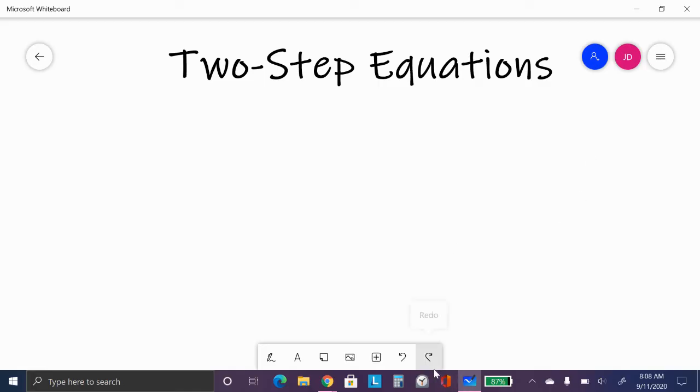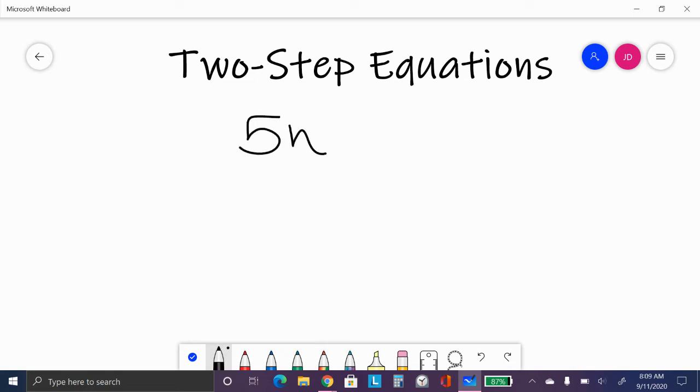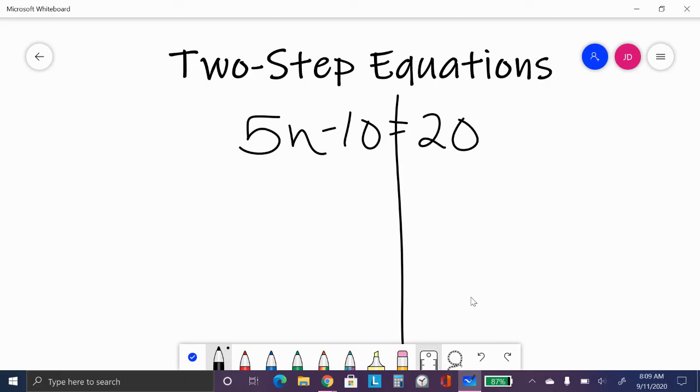One equation I'm going to write down is 5n minus 10 equals 20. Again, line down the equal sign. It doesn't always have to be x either, okay? So what I'm going to do is add 10 to both sides, because I want to get rid of any addition or subtraction first. That's the goal of any two-step equation, to get rid of any addition or subtraction first. So add 10 to both sides, and you get 5n is 30.